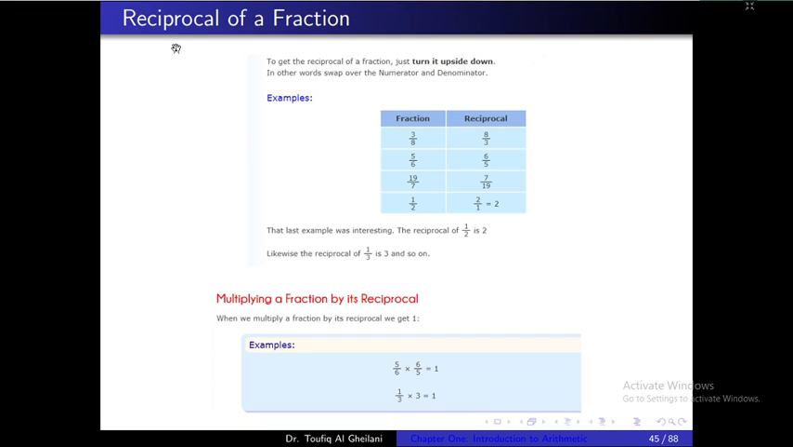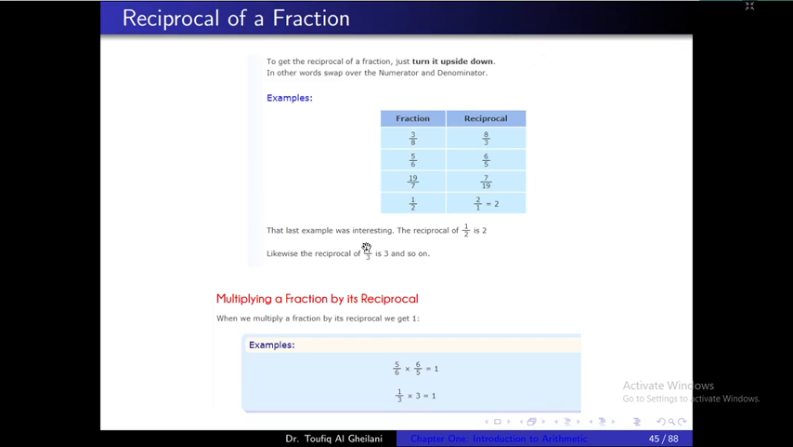Reciprocal of a fraction. To get the reciprocal of a fraction, just turn it upside down. In other words, swap over the numerator and denominator. For example, the fraction 3 over 8. To get the reciprocal, we make the denominator the numerator, and the numerator the denominator.